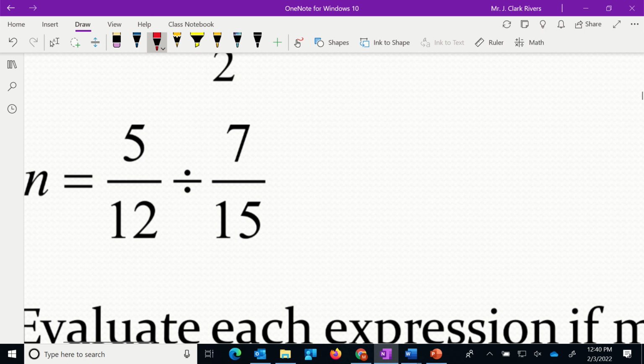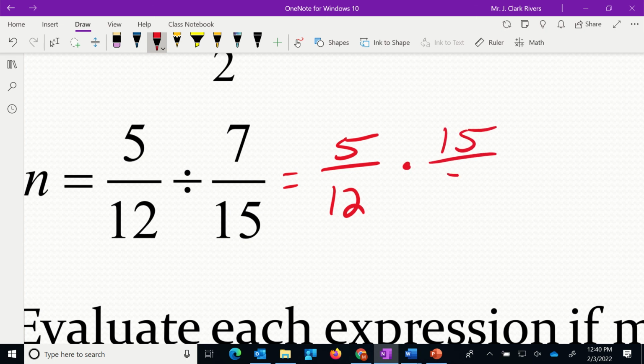On this one, keep, change, flip. We're going to keep the 5/12. We change to multiplication, and we flip, or take the reciprocal, and we get 15/7. Now, we have a common factor between 12 and 15. What's the common factor? 3, right? What's 15 divided by 3? 5. What's 12 divided by 3? 4. Any more common factors between the numerator and the denominator?